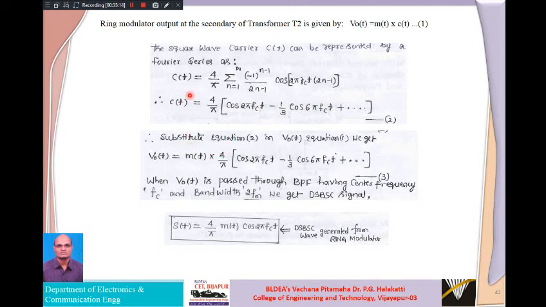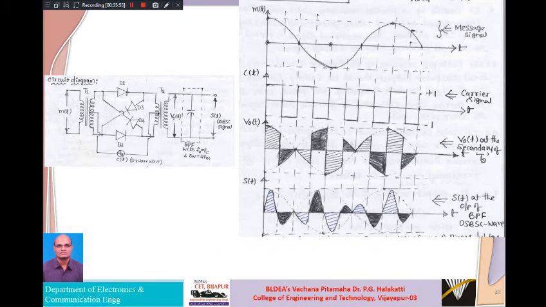Now when you multiply this c of t with m of t, we get the 4 by pi factor. Now we pass such a signal through the band pass filter which is tuned to fc. Then only this first harmonic we are interested in. Later harmonics we are not interested in because of their negligible amplitudes. So finally the DSB-SC AM signal expression we are getting is 4 by pi m of t cos 2 pi fct. This is what is generated by the ring modulator. So this much you have to explain whenever you are going to write the answer.